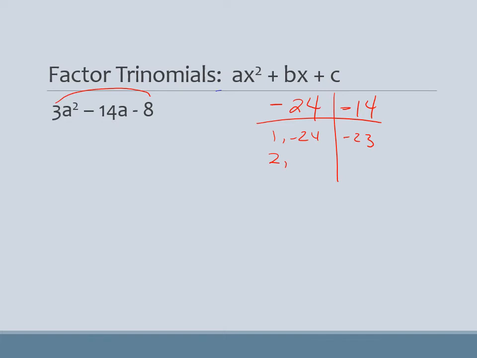2 and negative 12 add to negative 10. Okay. 3 and negative 8 adds to negative 5. And then we're back, 4 and negative 6 adds to negative 2. Now we're back to the beginning. So those are all of your factors, and none of this works. So we can't factor this polynomial. We say that it is prime.